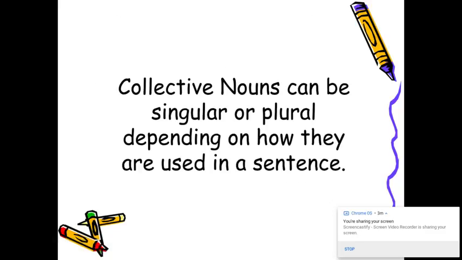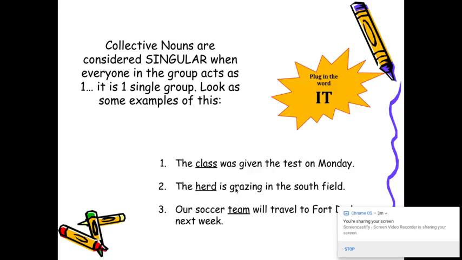Now, collective nouns can be singular or plural depending on how they are used in a sentence. So obviously, as stated before, collective nouns are groups. So there are multiple people in a group, but we can use them singularly if we're talking about the group as one. So one group is doing one thing. Or collective nouns can be plural if we've got members of a group doing slightly different things, and we'll see those in the next couple of slides.